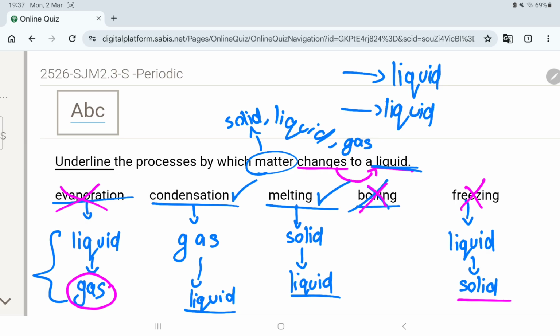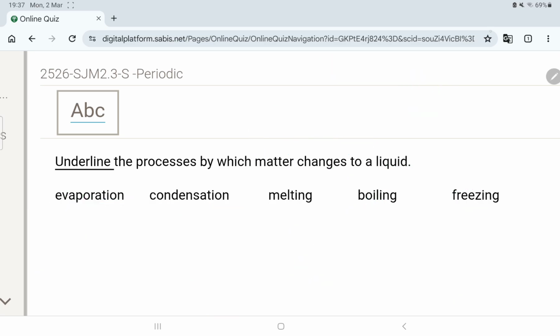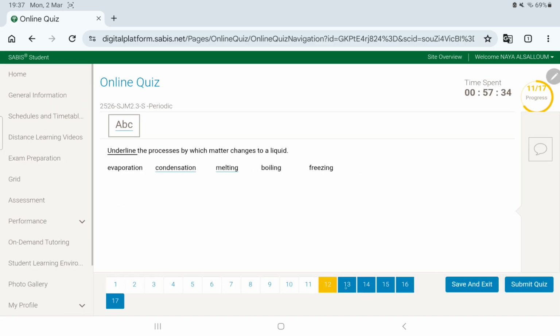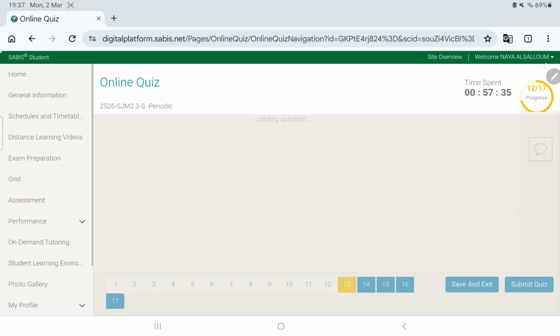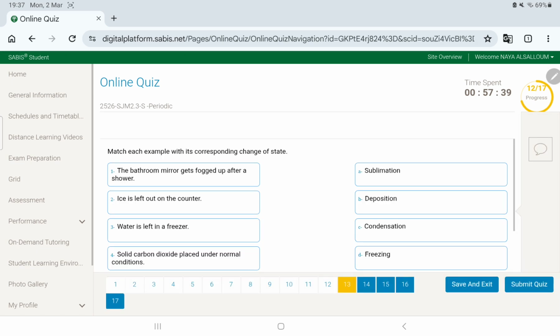So what are the two correct answers? Condensation and melting. Also, what can you do? Just write the other two states, fill in the blanks. Solid and gas. Right? Can liquid change to liquid? No. So here, and then just check which change. So solid to liquid is melting, and gas to liquid is condensation. We're almost there. Okay.